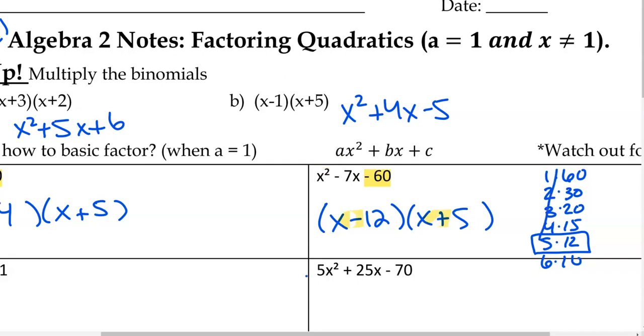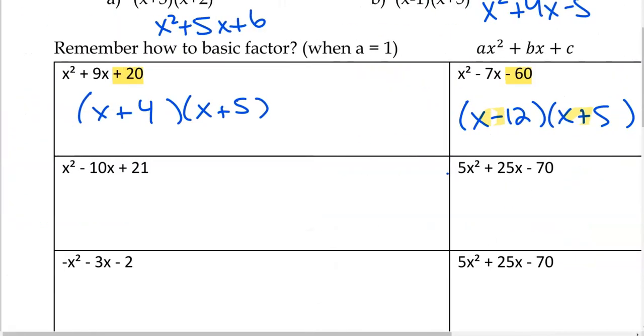Okay, so let's go down here. Now we have x squared minus 10x plus 21. What do you think, Savannah? Negative 7, negative 3? Does that make sense? Is negative 7 plus negative 3 negative 10? Yeah. Is negative 7 times negative 3 positive 21? Yes, it is.